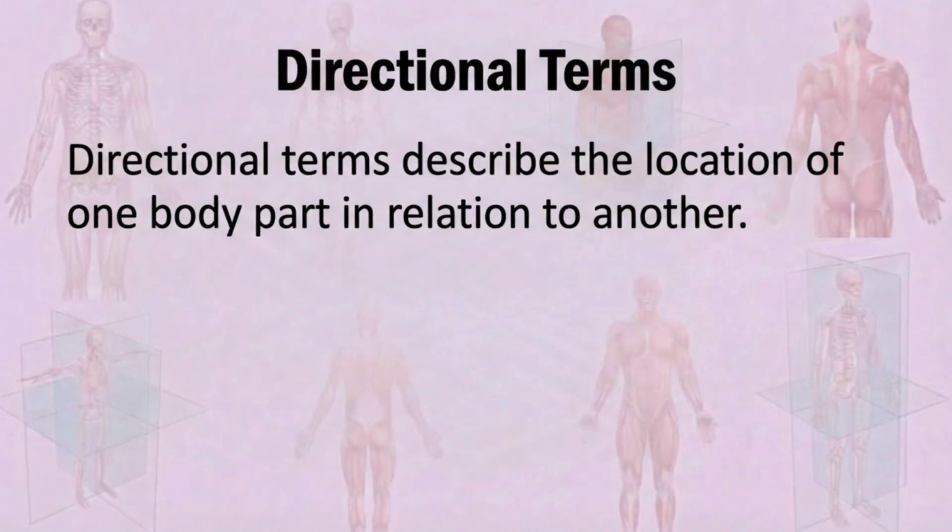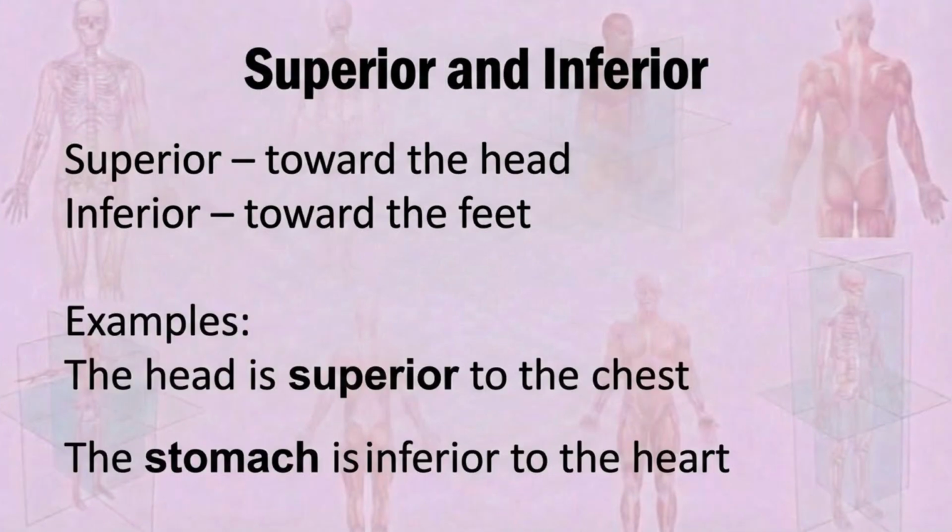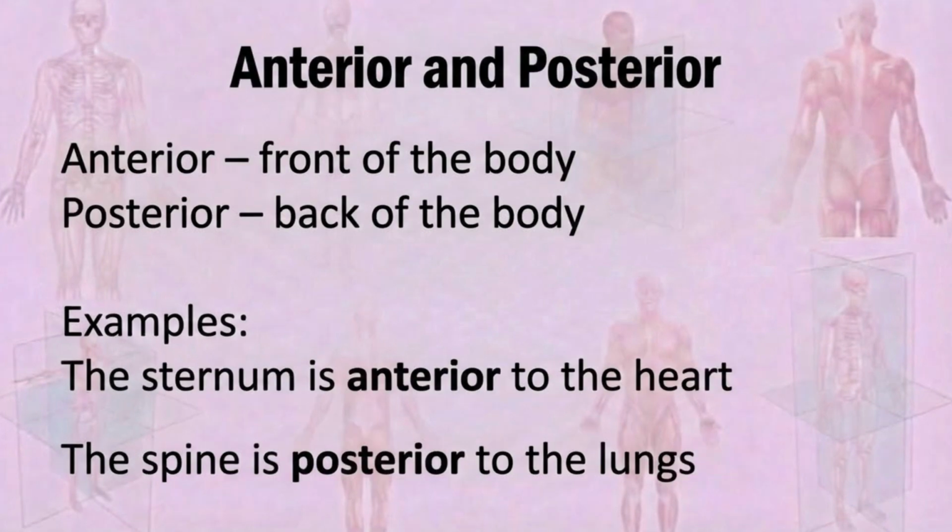Directional terms are words used to describe where one body structure is located compared to another. These terms are always based on anatomical position. Superior means toward the head, and inferior means toward the feet. For example, the head is superior to the chest, and the stomach is inferior to the heart. Anterior refers to the front of the body, while posterior refers to the back. The sternum is anterior to the heart, and the spine is posterior to the lungs.